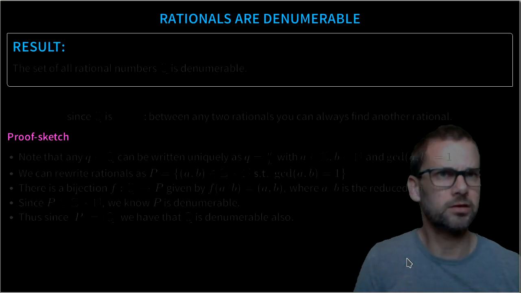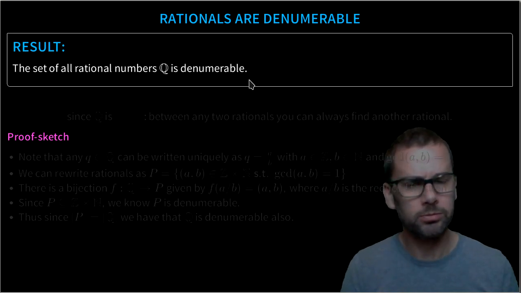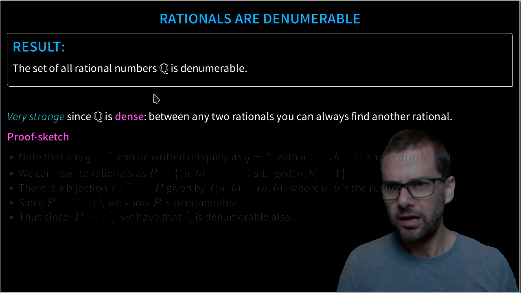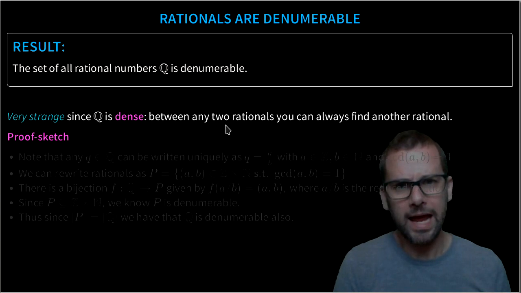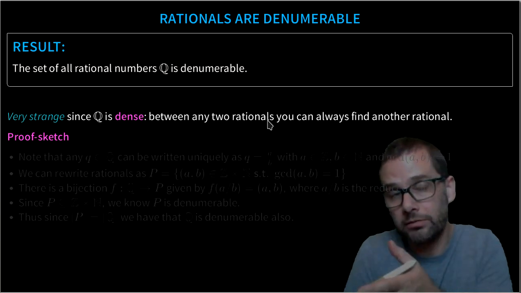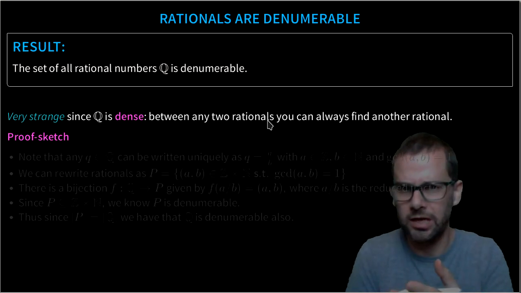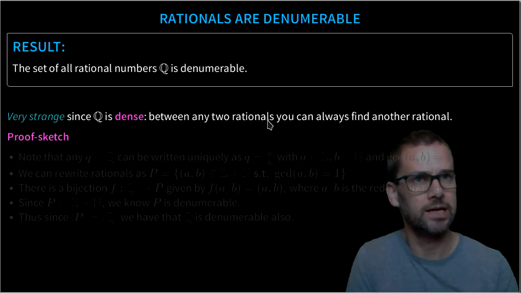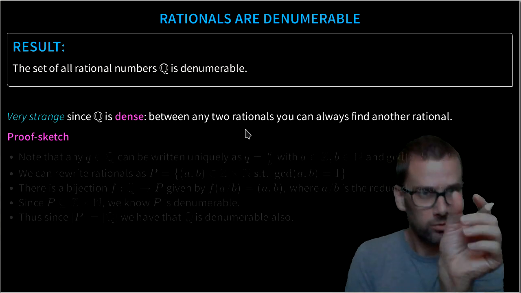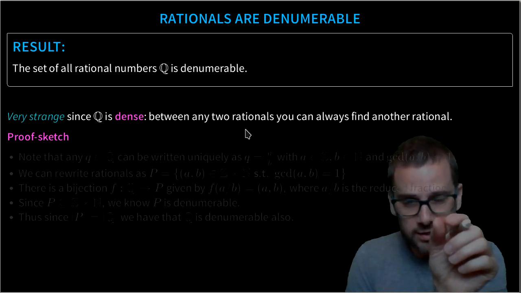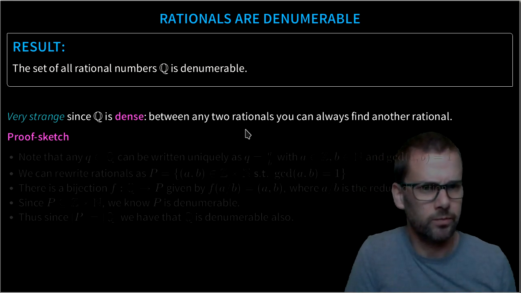Now, this also gives us this really weird result, namely that the set of all rational numbers is denumerable. This is really weird because the set of all rationals is dense. Namely, between any two rational numbers, you can always find another rational number. This is very different from how the integers behave. The integers feel much looser because there's a finite gap between any integers. But the set of rationals is very different because you can always zoom in and zoom in, and you always find more rationals. So this is a very weird result.